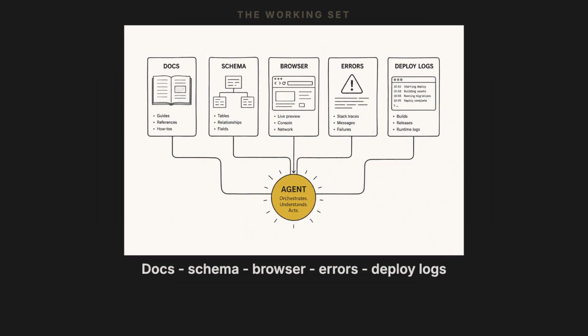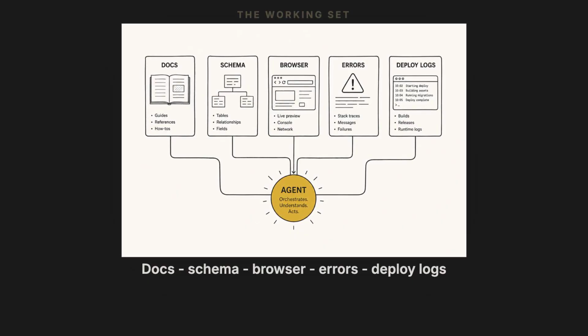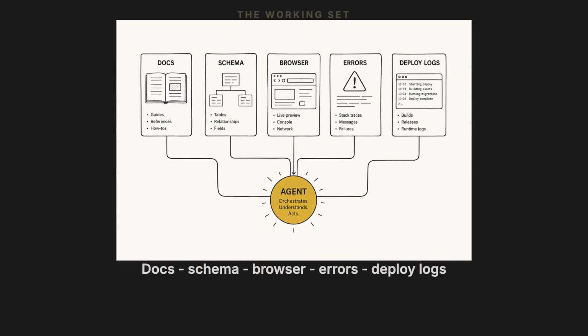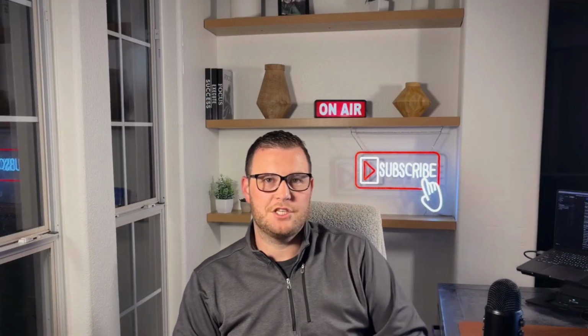A code search MCP for semantic search across your own code base, and the framework-specific docs servers for whatever you build them. That's the working set. Notice it is docs, schema, browser, errors, deploy logs. Every one of those is the AI seeing something real instead of imagining it.